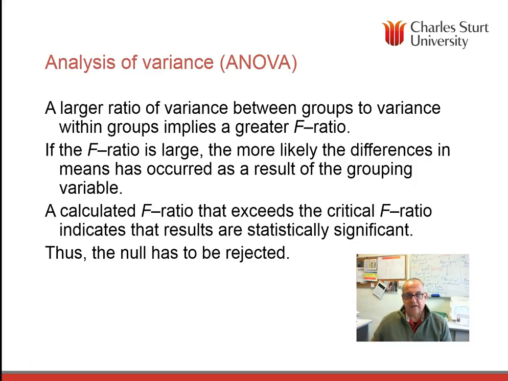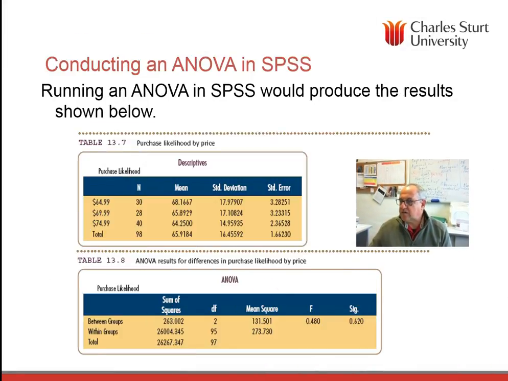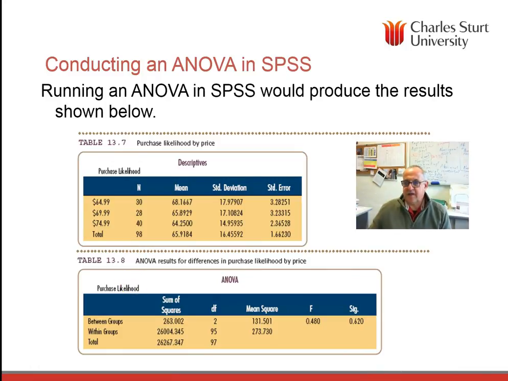Thus, the null can be rejected. Here's an example. This is what you might look at, and this is actually what you get from SPSS. Now, remember I talked about the sum of squares. This is the variance between groups and within groups, and this is the total sum of squares here.